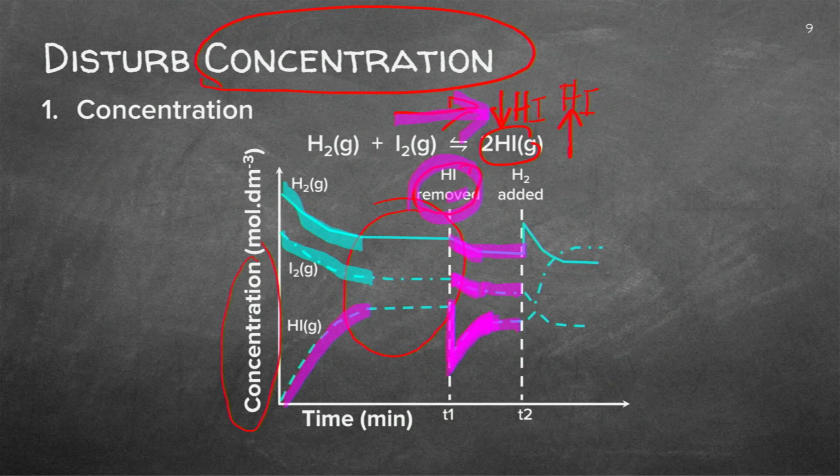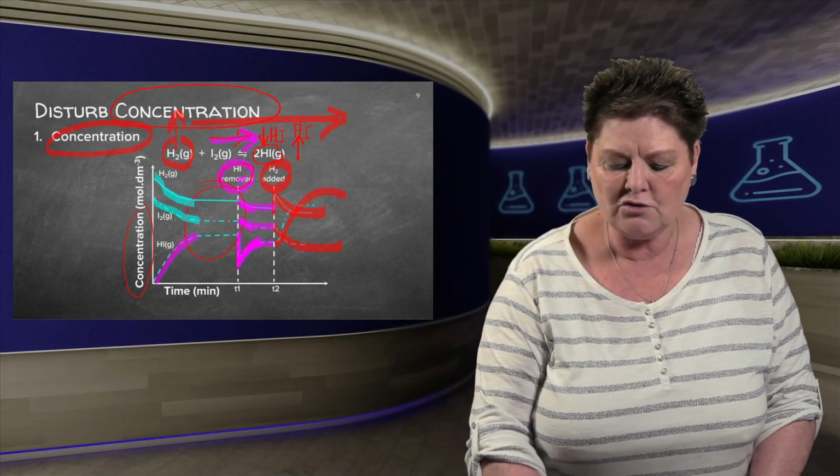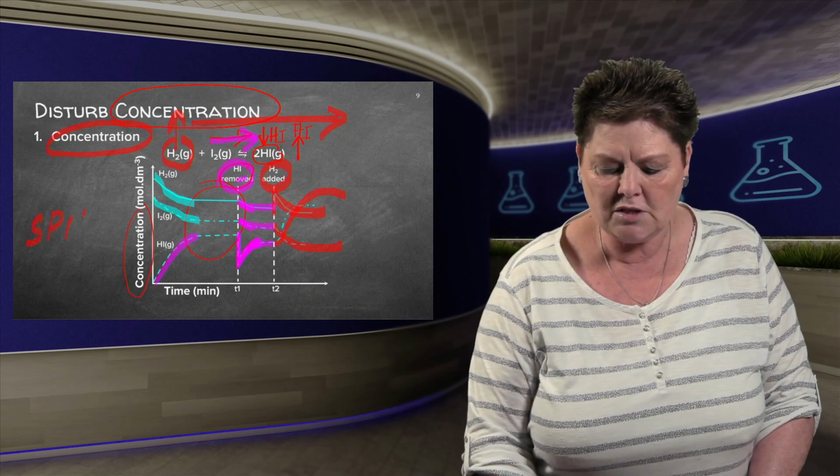Now we take another disturbance. I am now going to add H2. It's this one here. If I add that, it wants to take it away, and again the forward will be favored. I'm adding, can you see that spike there? Then it's taking it away. It's taking away the I2 as well, and it's forming again the product. That's the graph for disturbing the concentration. Remember the word spike.